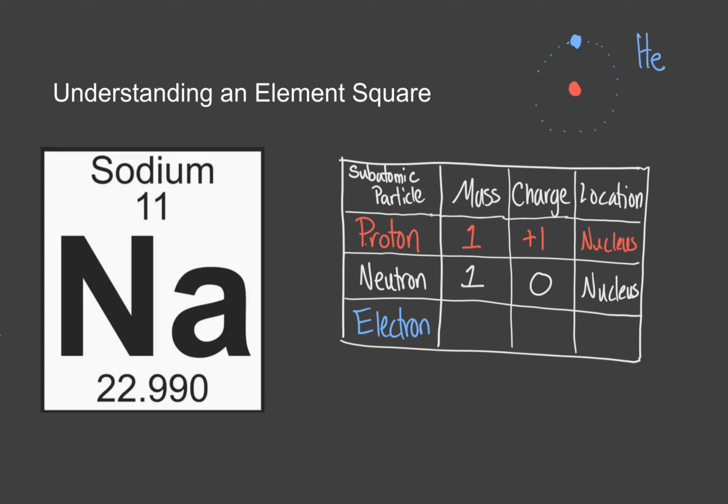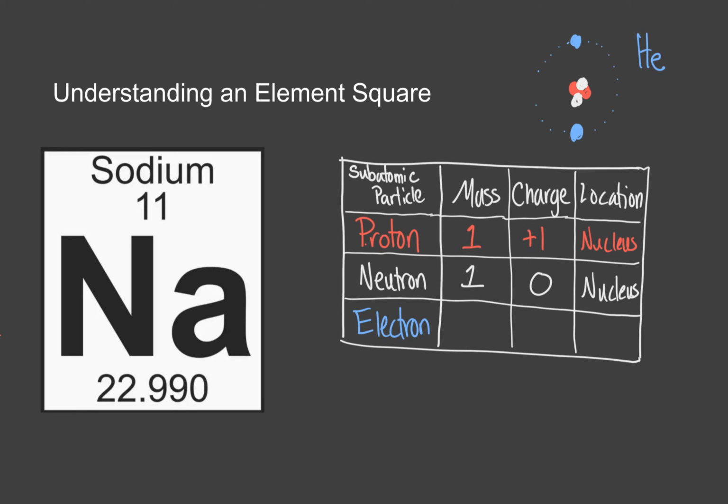Helium has 2 protons, 2 neutrons, both in the nucleus, and then we would add a second electron orbiting the nucleus. So now we've made helium.